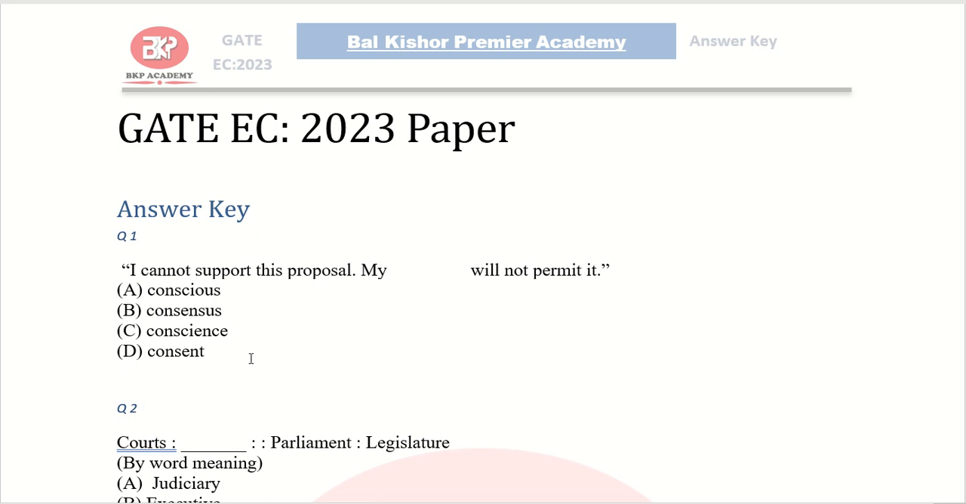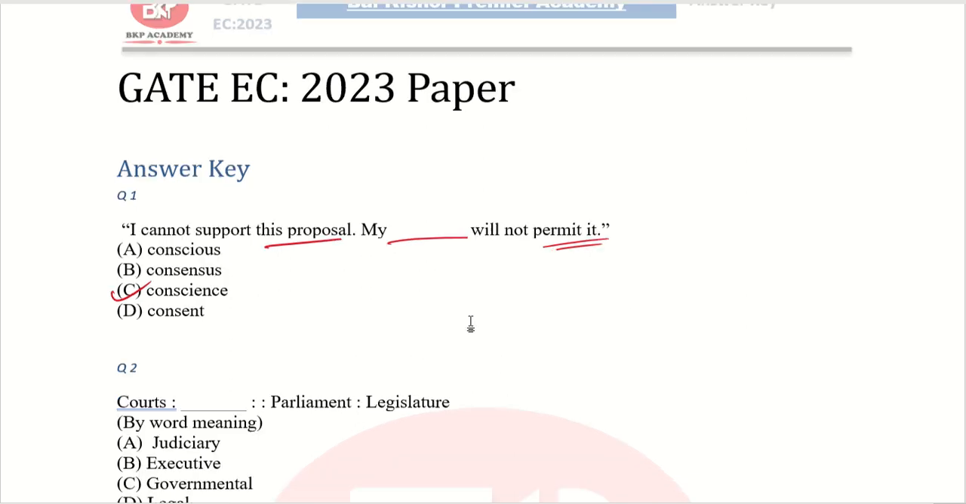So the first question is, "I cannot support this proposal." You are saying you cannot support this proposal. Why? Because my something will not permit. What is that that will not permit it? It is something like conscience, right? Like the thing that you are not willing to do because you do not know whether it is wrong or right. So it is conscience, option C.